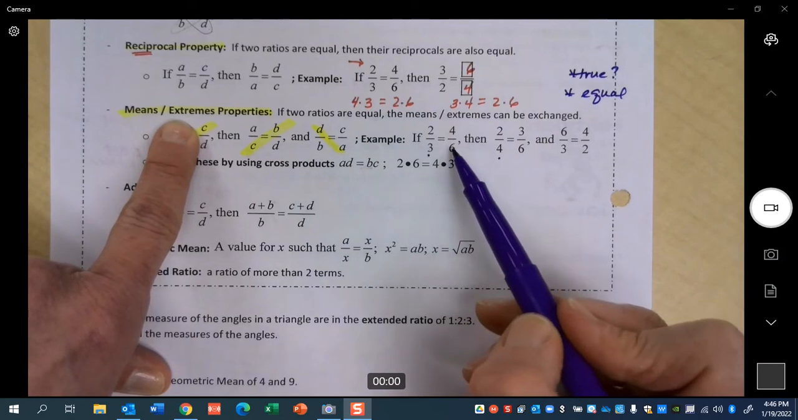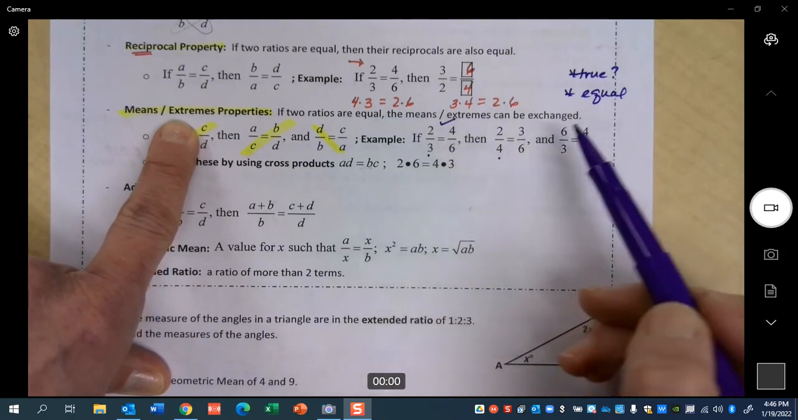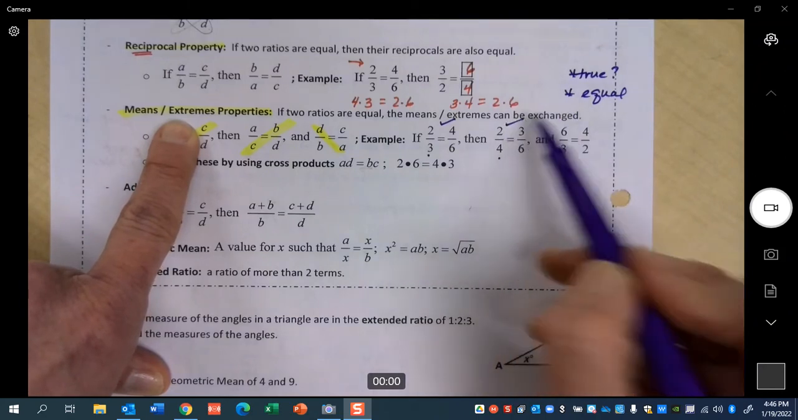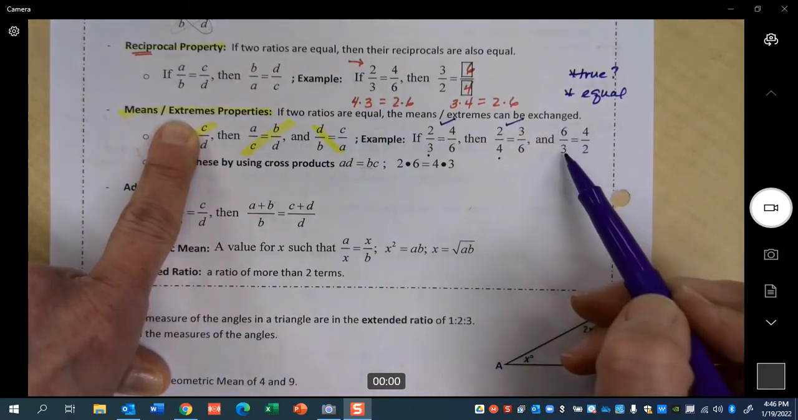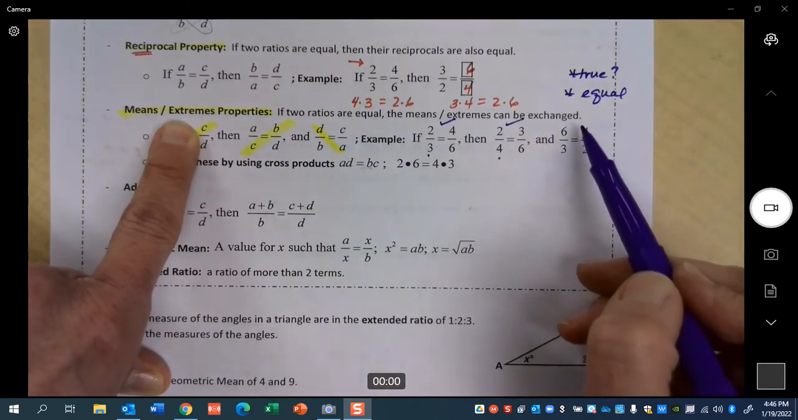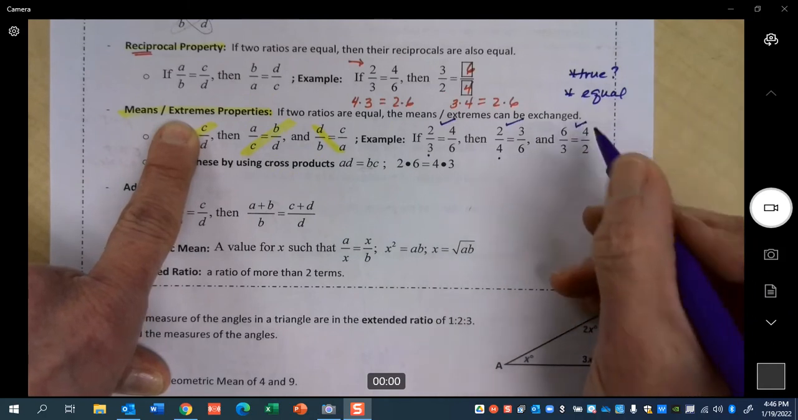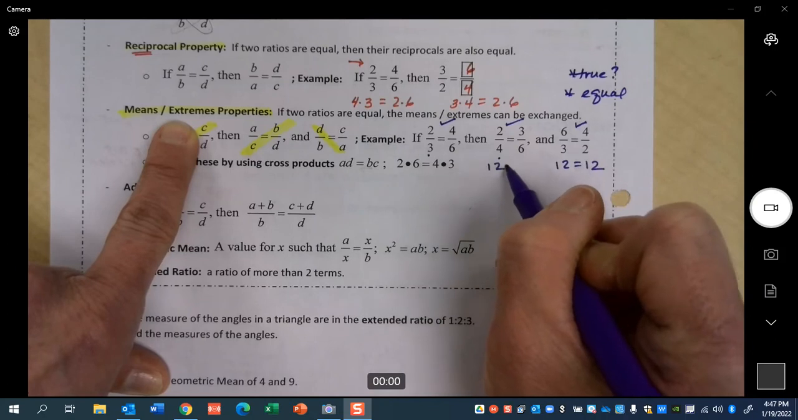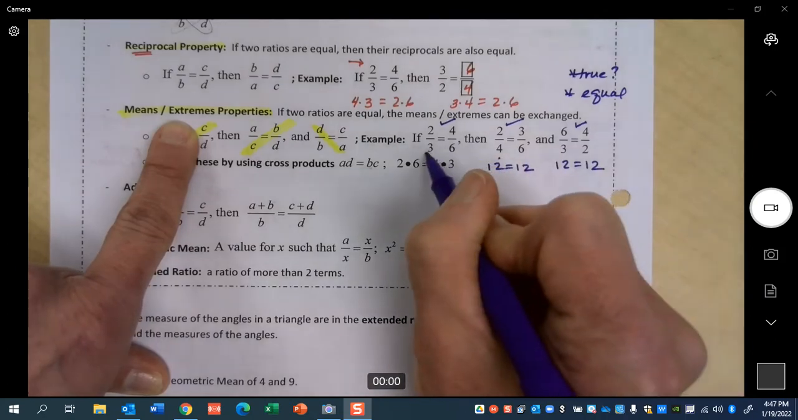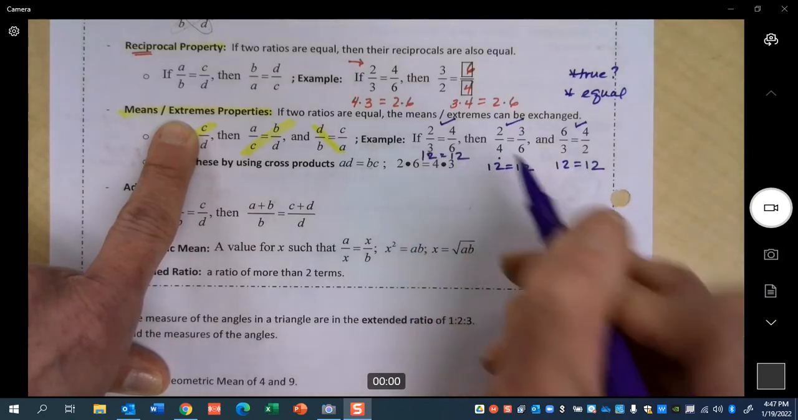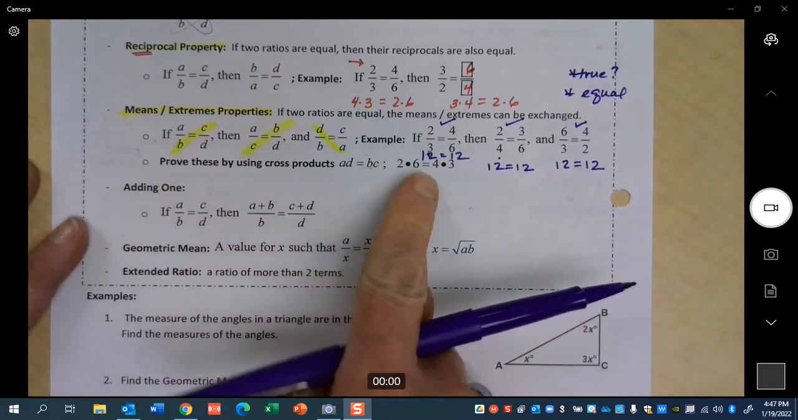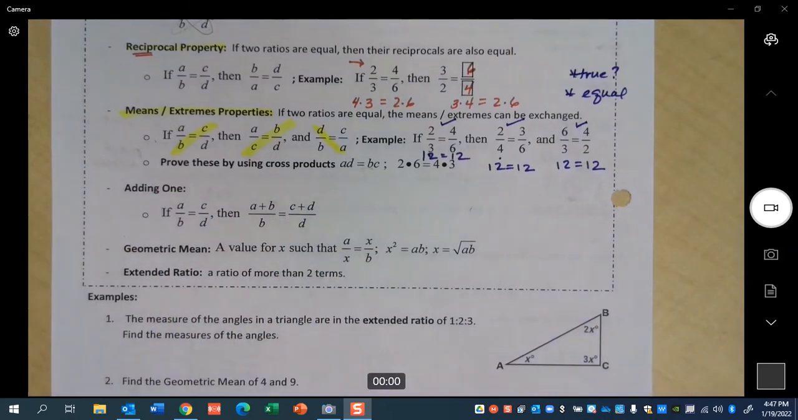Is 2/3 equal to 4/6? Yes, it is. Is 2/4 equal to 3/6? Yes, it is. Is 6/3 equal to 4/2? Yes, it is. Because for each of these, I get a true comparison of my cross products. I can prove them all by always multiplying, and I'm always taking 2 times 6 and 3 times 4.